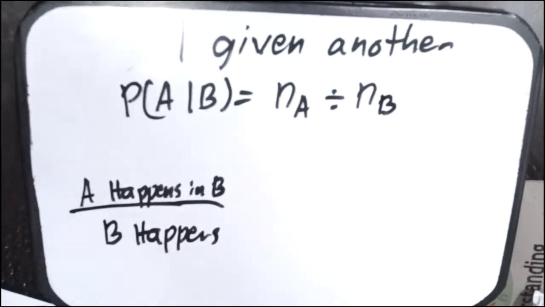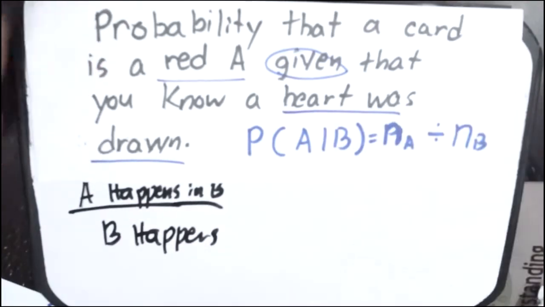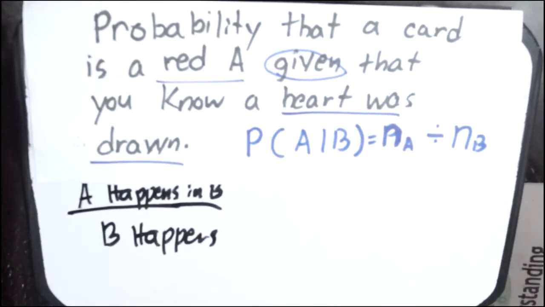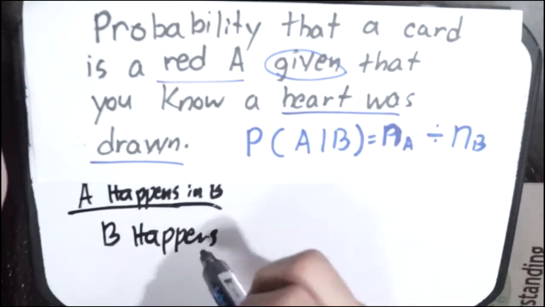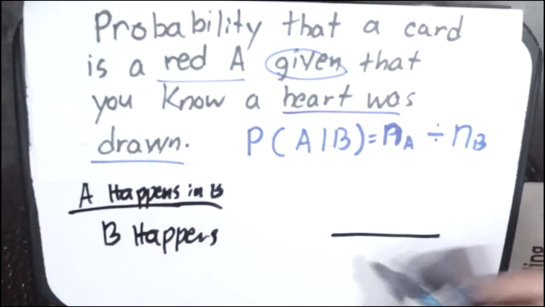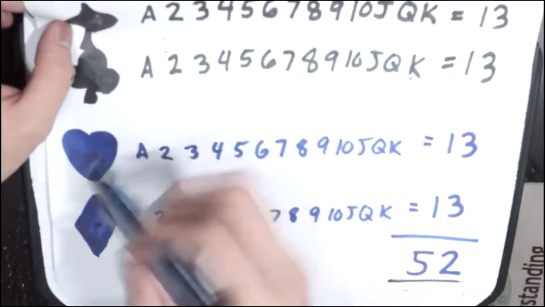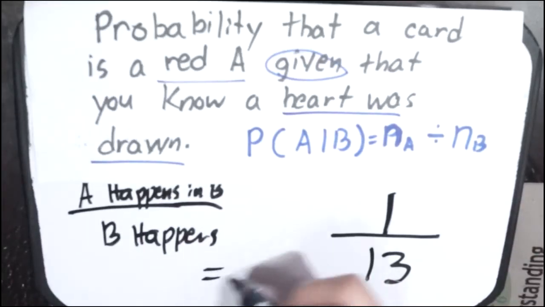Example: what is the probability that a card is a red ace given that you know a heart was drawn? So you have to look for the number of times B happens first. The number of times a heart was drawn is 13. The denominator is 13, and then a red ace happens only once in the suit of hearts, the ace of hearts. 1 over 13 is 0.077.